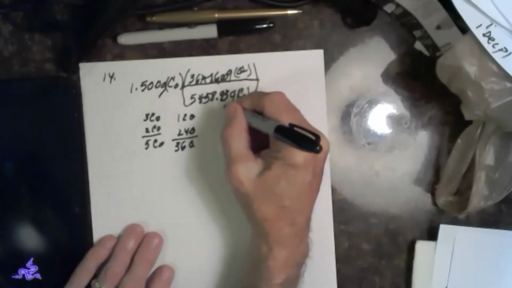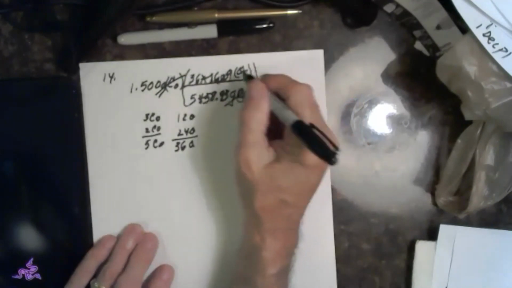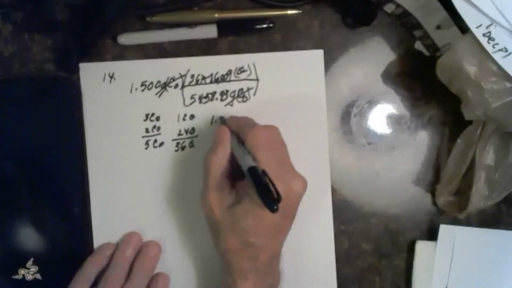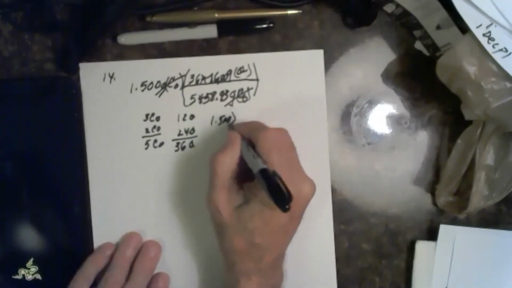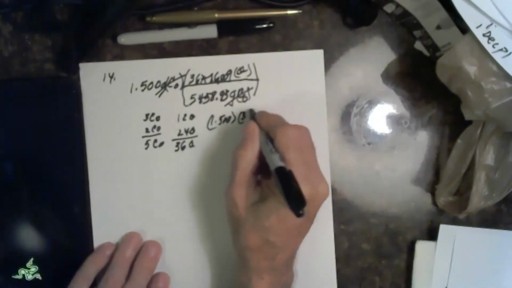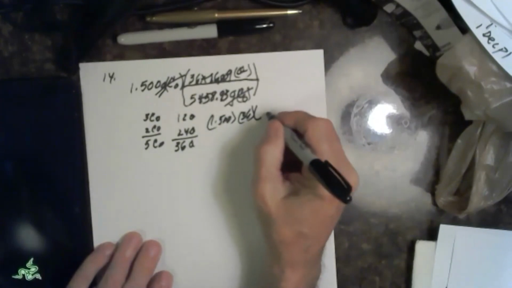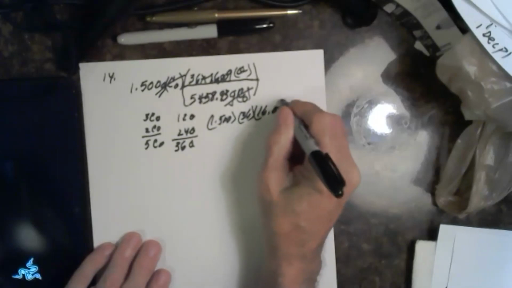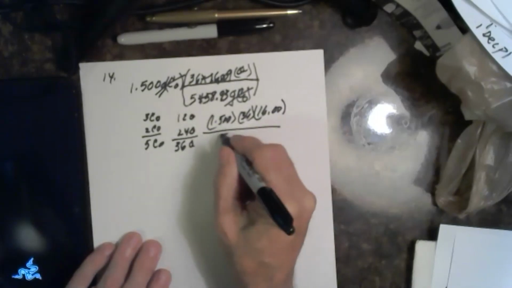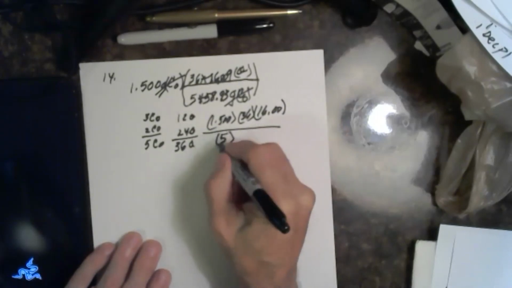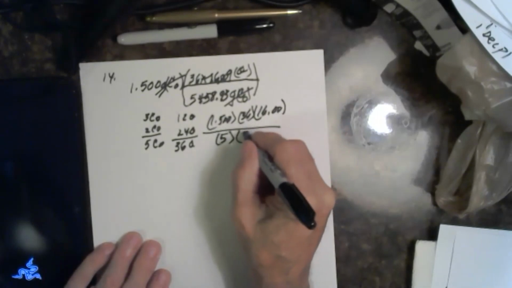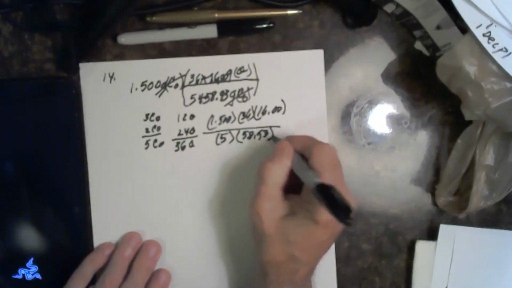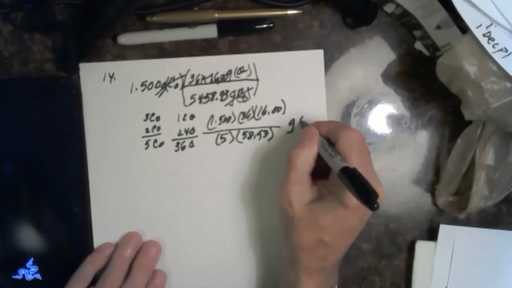Get my significant figures. Now my grams of cobalt cancel. I'm ready to do the math. So my math is going to be 1.500 times 36 times 16, divided by 5 and divided by 58.93. And the answer units is grams of oxygen.